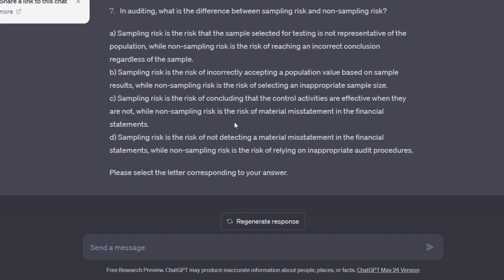Audit risk. This is audit risk. Sampling risk is the risk of not detecting a material misstatement in the financial statements, while non-sampling risk is the risk of relying on inappropriate audit procedures. What? Still, it's detection risk. Okay, so let's stick with letter A.